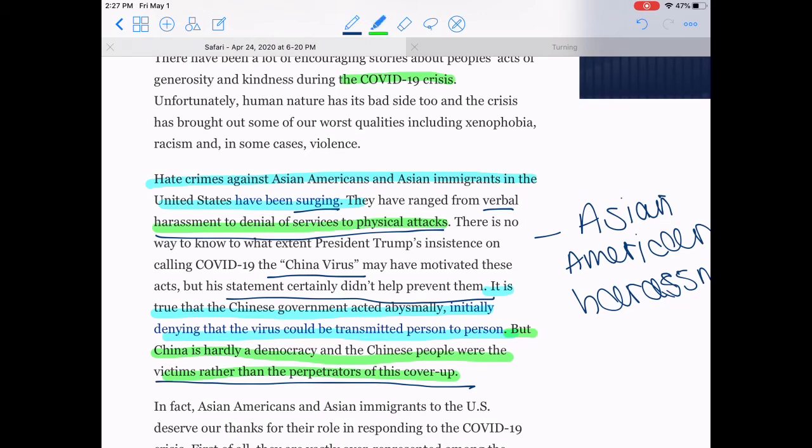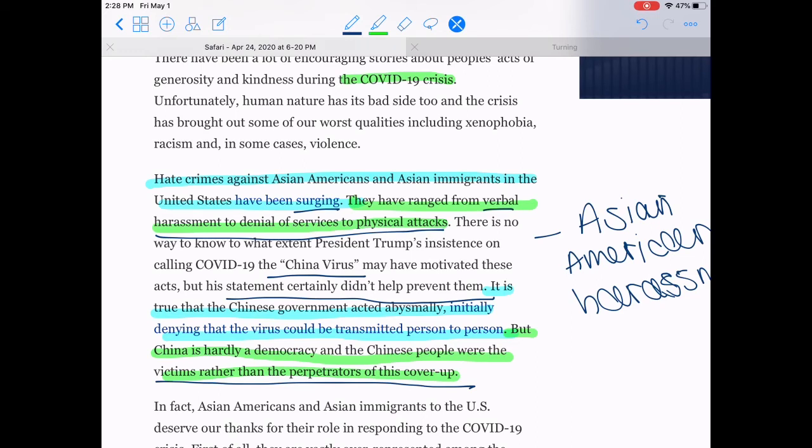Then the next one, oops, I didn't finish highlighting that sentence. It says that they have ranged from verbal harassment to denial of services to physical attacks. And then, but China is hardly a democracy, and the Chinese people were victims rather than the perpetrators of this cover-up. So right off the bat, I think that the green pieces of evidence are the better pieces of evidence to use. Many people might choose the blue.